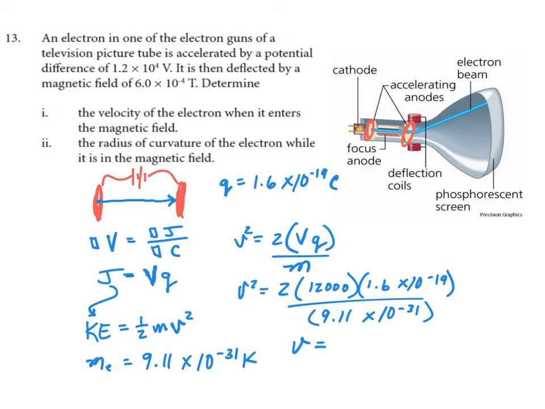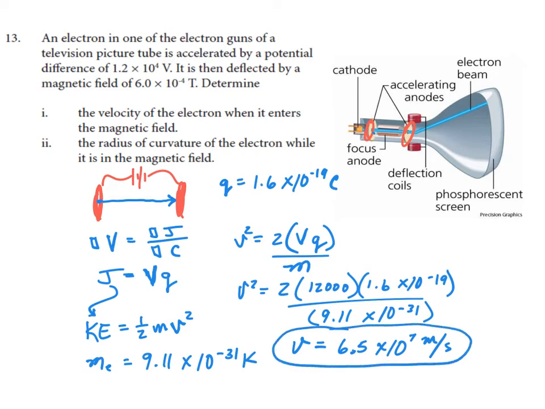All right, let me punch that in. That will give us 6.5 times 10 to the 7 meters per second. All right, that's pretty fast, almost getting to relativistic speeds. But that'll be how fast the electron is moving when accelerated through those two electrodes. And then it enters a magnetic field and is curved. It'll follow a curved path and curve up and then exit the magnetic field and hit the screen.